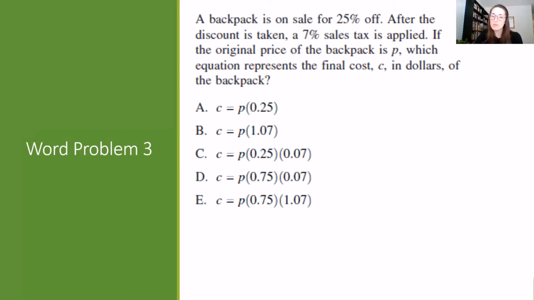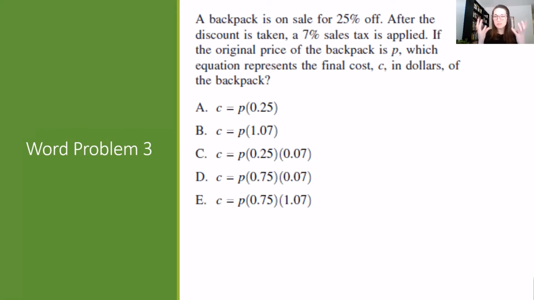So I see that all of them begin with C equals. So we already know the final cost will be listed that way. And then I see P for the cost of the backpack. Now, right away, I see that we're going to have to do 2 steps. We need to figure out what the 25% off is, and we need to figure out what the sales tax is going to be. So when I look at my options, I see 2 options, A and B, that only have 1 multiplication step in them. So I'm going to go ahead and root those out. I know that we're going to need at least 2 multiplication steps.